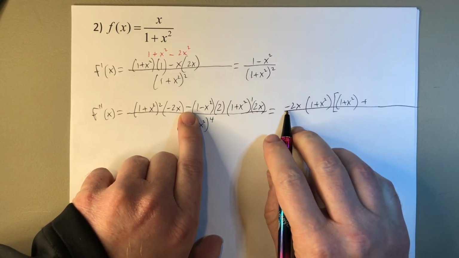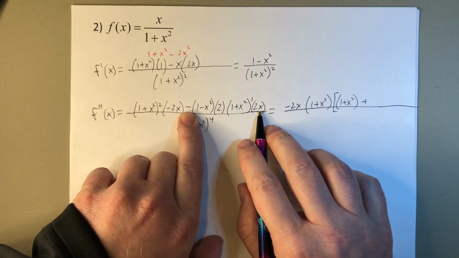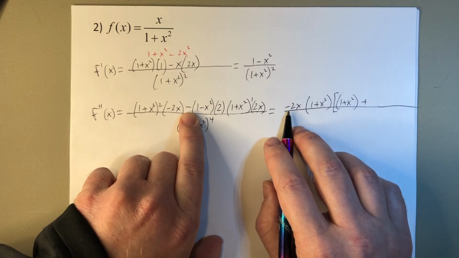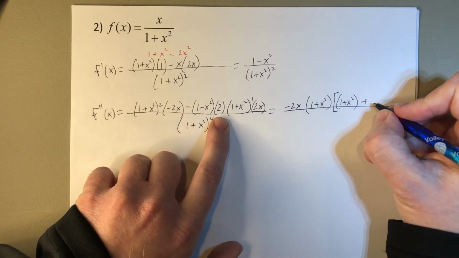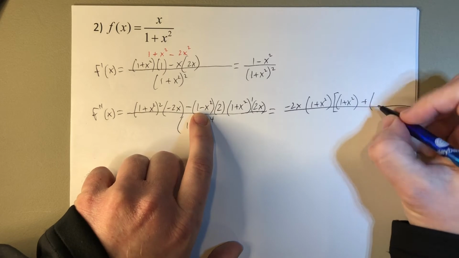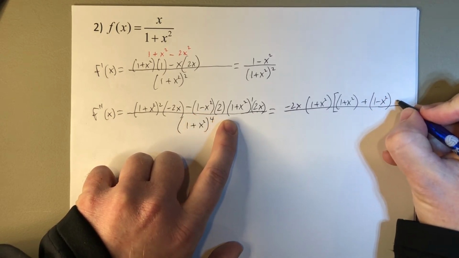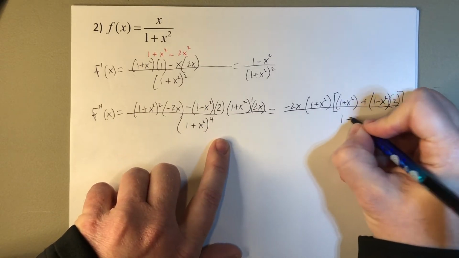Because I pulled out a negative 2x. So right here I have a positive 2x. If I want it to stay that way, then I have to make this a positive because I have a negative out in front, and a negative times a negative is a positive. Doesn't this make sense? Okay, so we have 1 minus x squared, and then a 2. That's what's left over in the brackets.